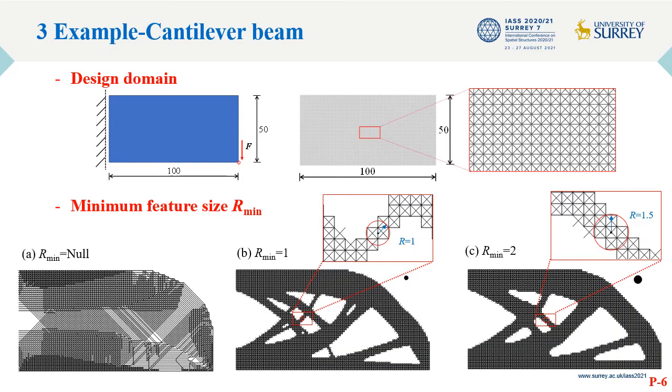Here comes our first example. The design domain of the cantilever beam is shown here. The results obtained without filtering are shown in A. With filter radius 1 and 2 are shown in B and C, respectively, in which the solid elements have lumped to display a minimum feature size close to the specified filter radius.